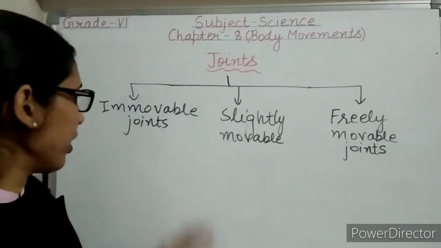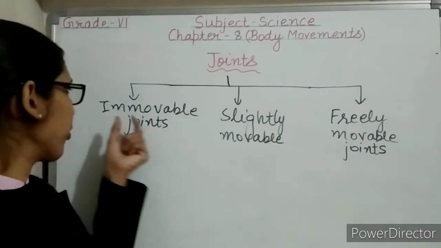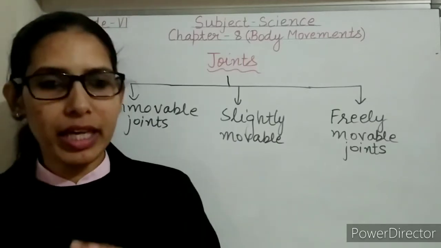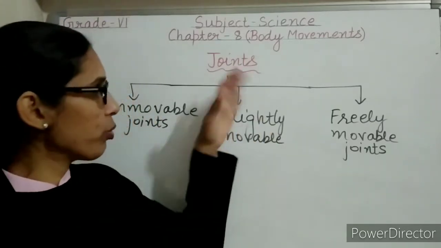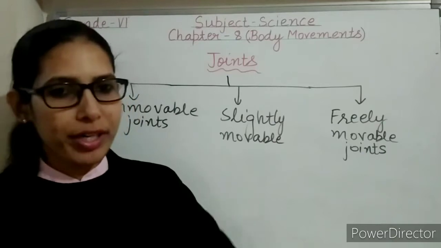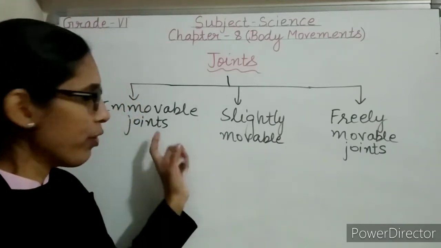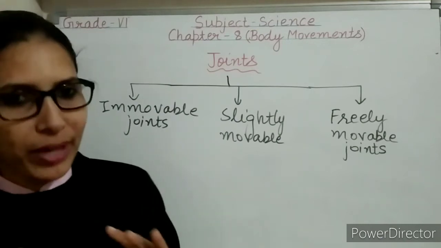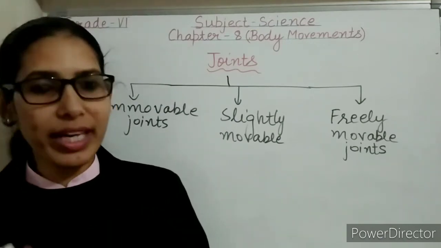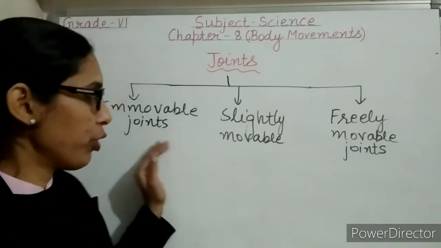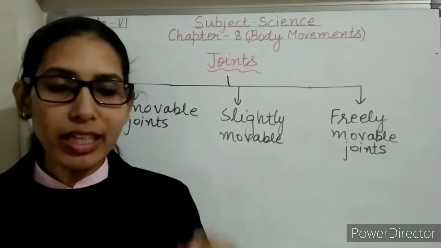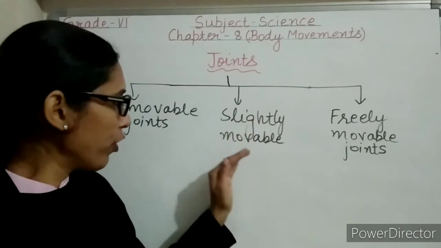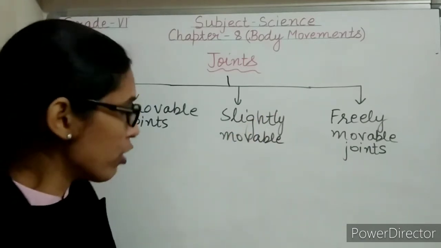So let's start with the immovable joints. Very clear from the name, immovable means the joints which do not provide any type of movement. I told you that joints help in body movements, but immovable joints do not allow any type of movement. Examples are the joints of the bones present in the skull.